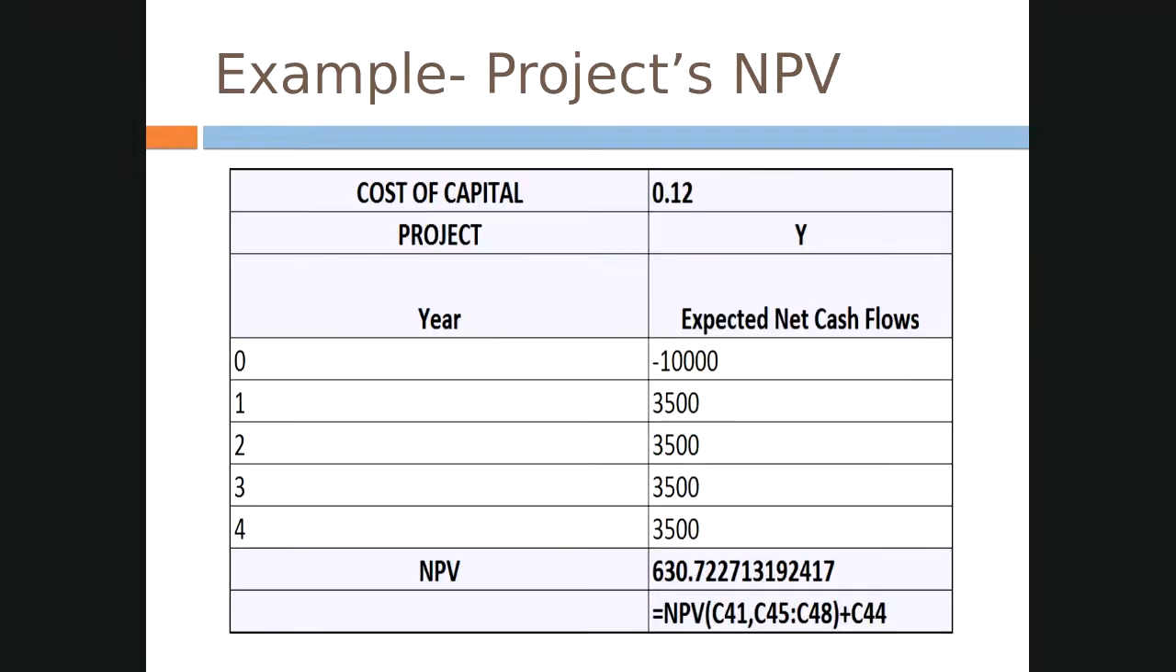Kasi graduate school to, kaya dapat Excel. Ito yung formula niya, pwede niyong balikan to later on. If you want, you can try to use Excel and compute for the NPV. Kaso, di ko nalagay yung C44 dyan. C44 is the 10,000. C45 to C48 yung cash inflow, yung 3,500 each. C41 yan yung 12%. So pwede niyo i-try.